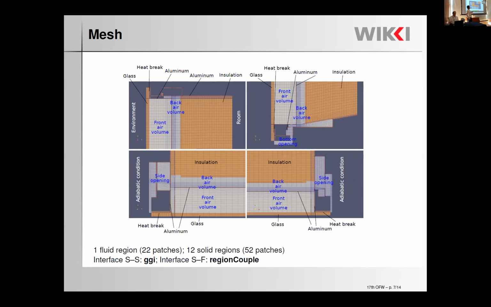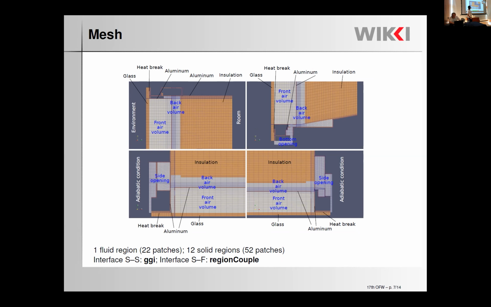Okay, so this is the mesh. You can see all of the parts here combined. Let's start from the top left figure. You have the vertical cross section, and you can see on the left side the glass, which is in interaction with the front air volume, and then the aluminum part that I mentioned before that is separating the front air volume and the back air volume. The last part here is the insulation that is then interacting on the right side with the room and the room conditions that are specified there.